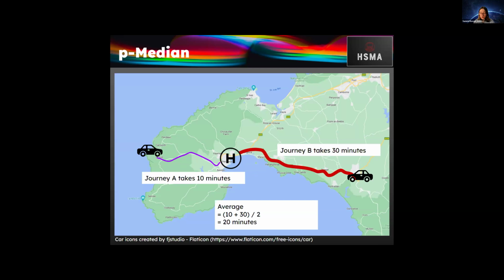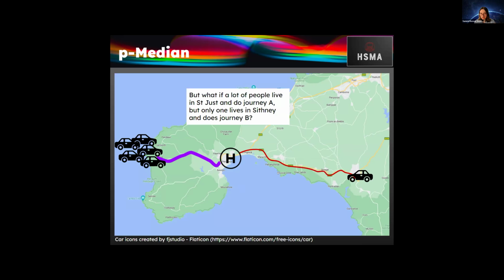Dan saying in the chat, not a lot of people live in St Just. But if we've got the travel time here, then actually what you'll find is, maybe that's what you want to change. You want to move it over because that feels fairer.